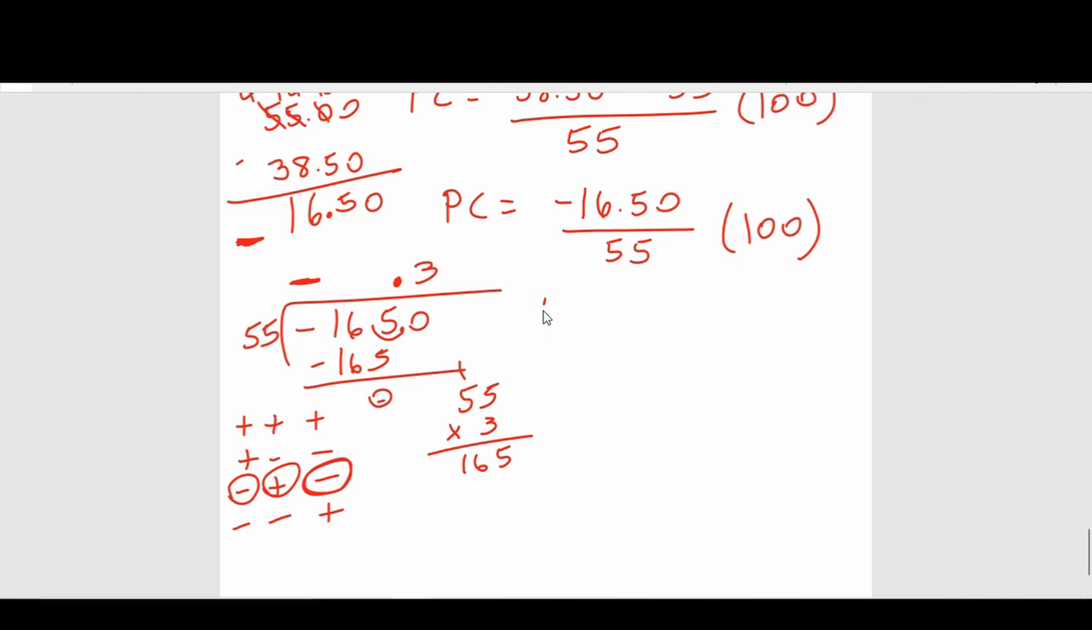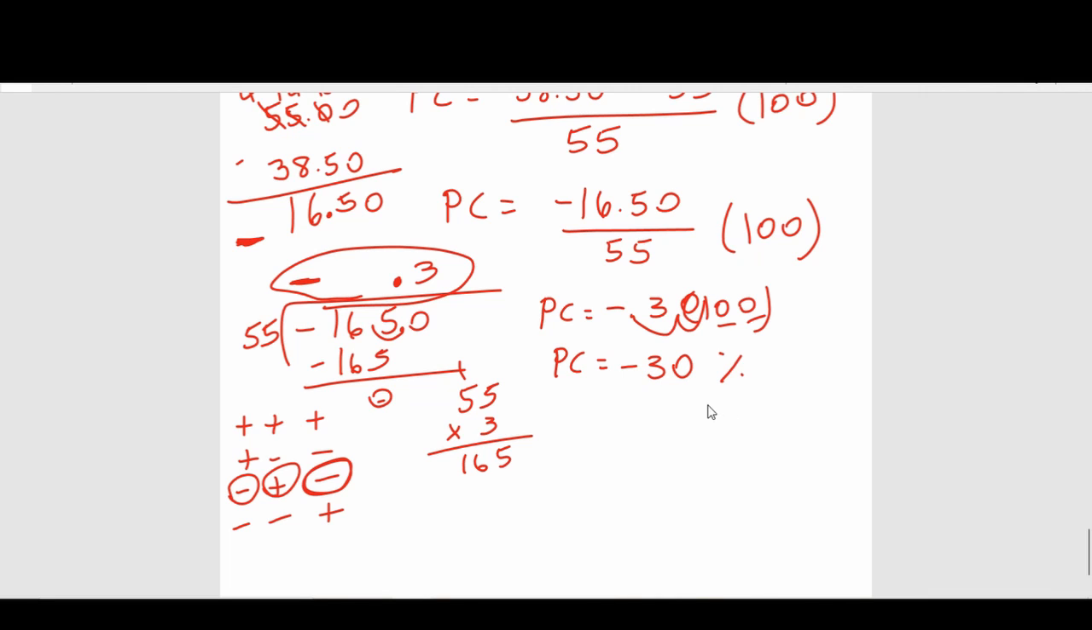So in other words, this is going to be percent change equals negative 1650 divided by 55 is negative 0.3 times 100. Percent change equals negative 0.3 times 100. Again, we're multiplying by a power of 10, which has 2 zeros. Shift the decimal place 1, 2. So we can see that her discount decreased the price of the item by 30%. So her discount is in the amount of 30%.